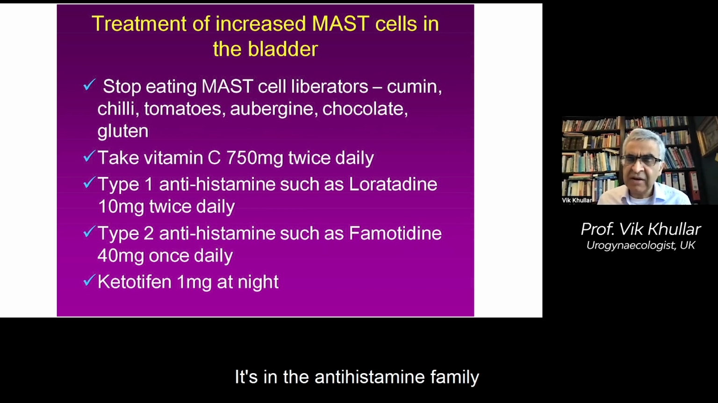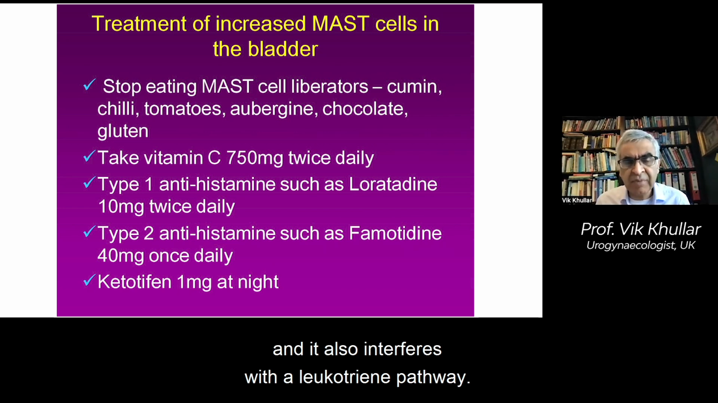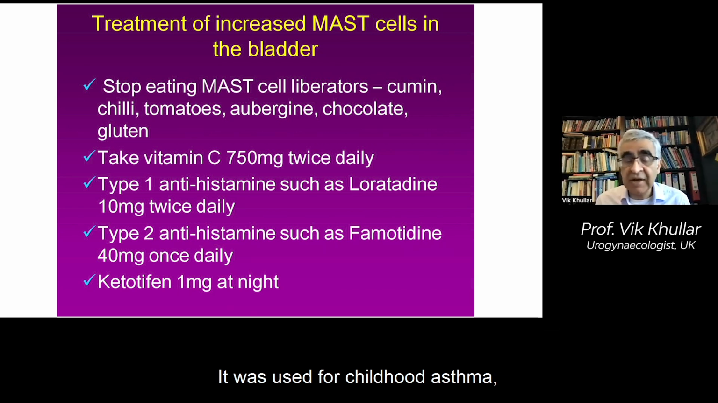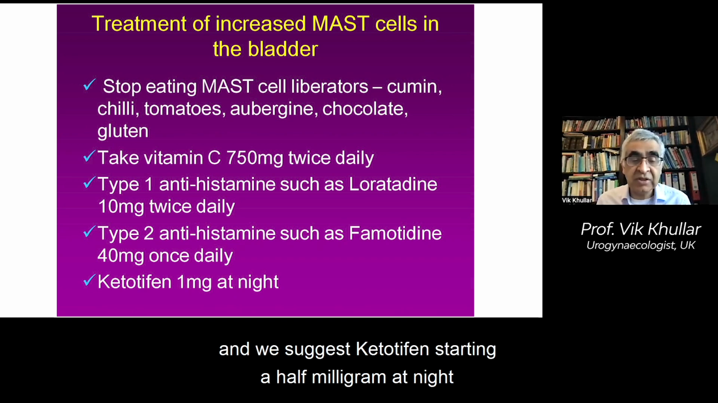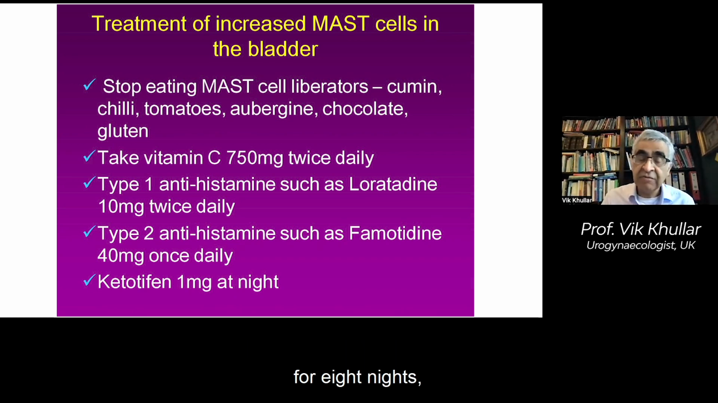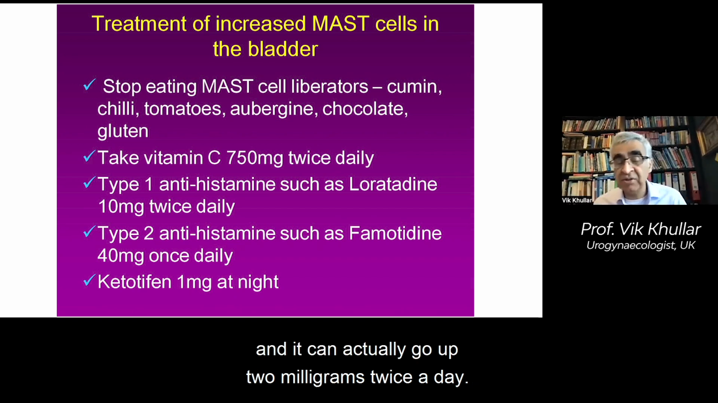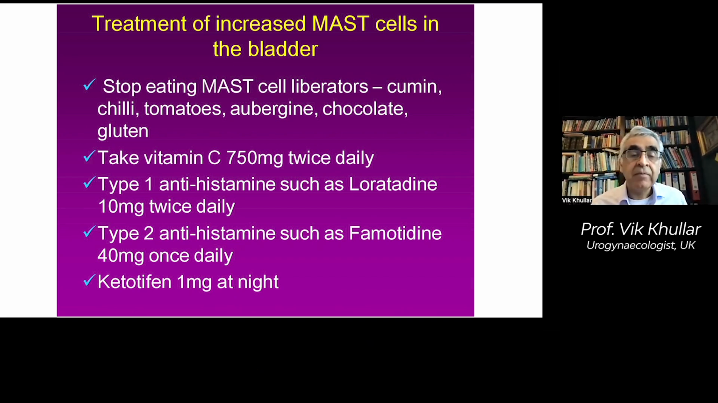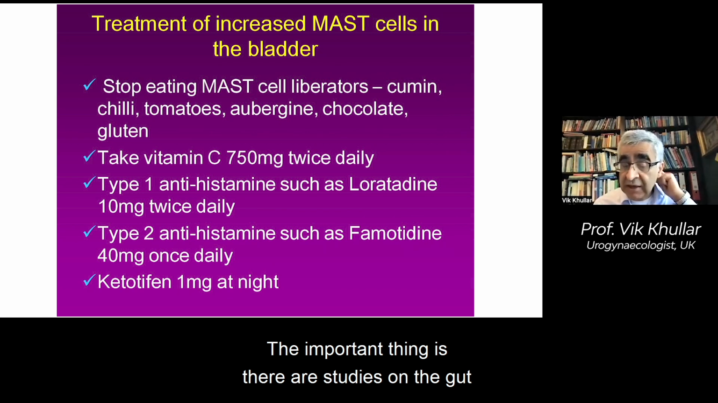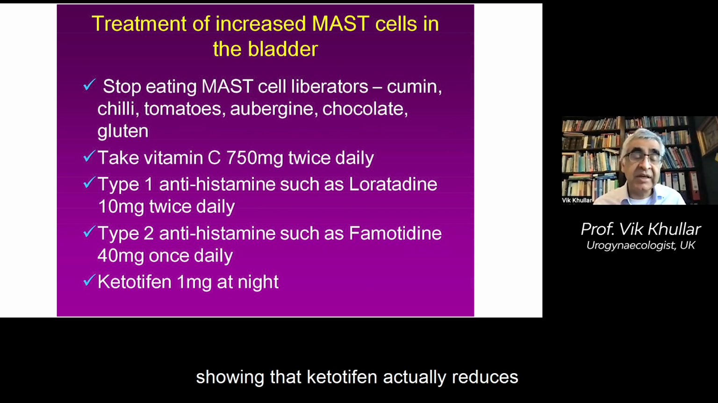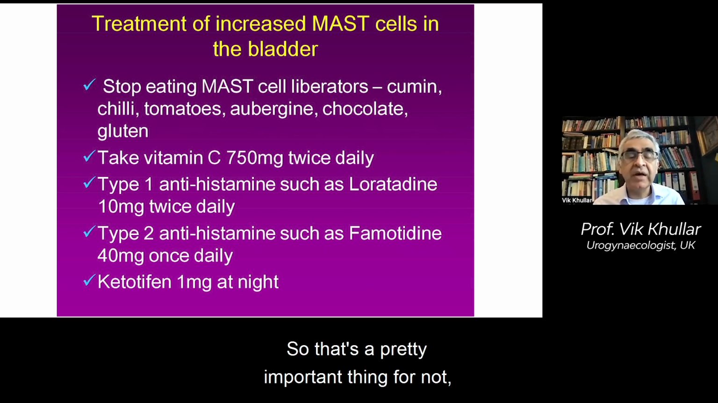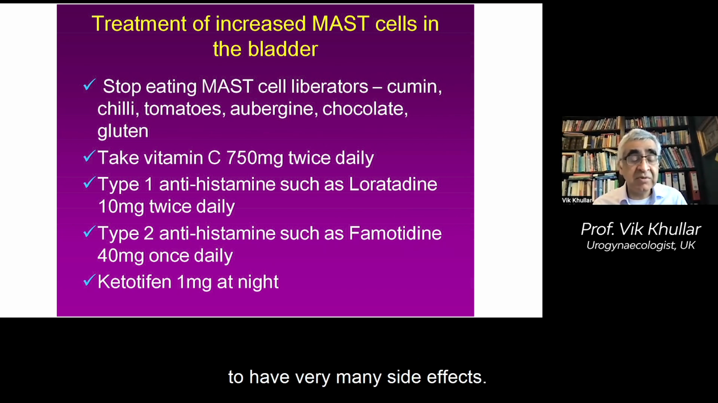It's in the antihistamine family, but it's a mast cell stabilizer, and it also interferes with the leukotriene pathway. It was used for childhood asthma, and we suggest ketotifen starting 0.5 milligram at night for 8 nights, then increasing up to 1 milligram, and it can actually go up to 2 milligrams twice a day. The important thing is there are studies on the gut showing that ketotifen actually reduces the number of mast cells in treatment. So that's a pretty important thing for a drug which really doesn't seem to have very many side effects. The main side effect is drowsiness, so it's taken at night.